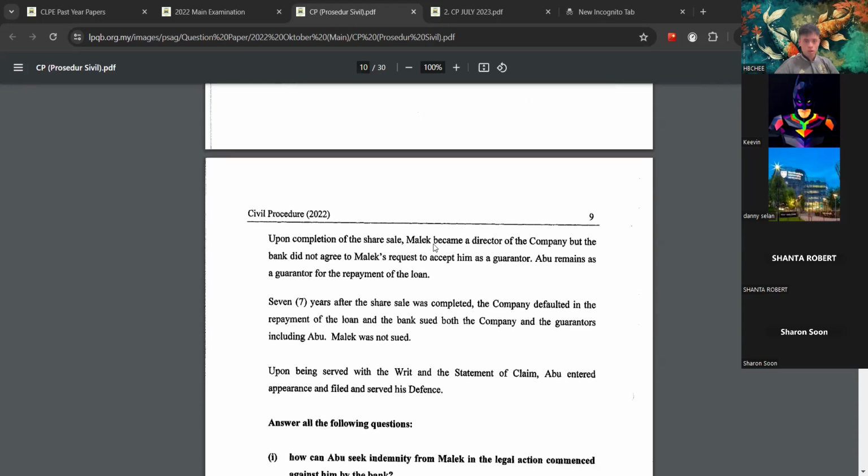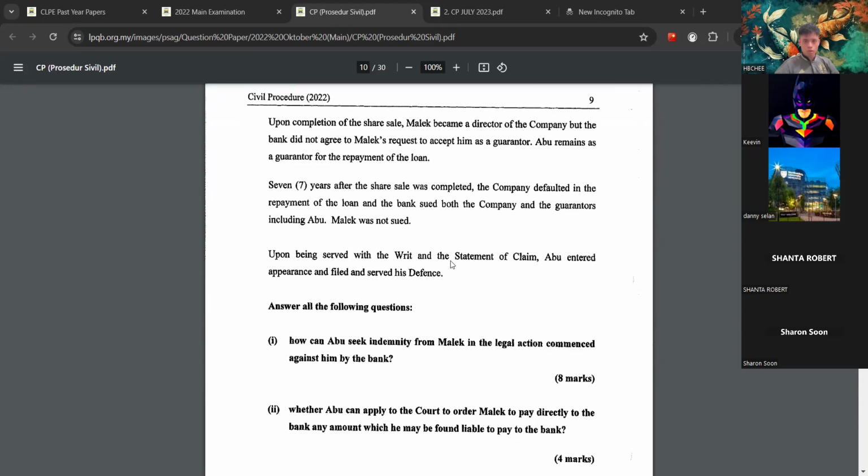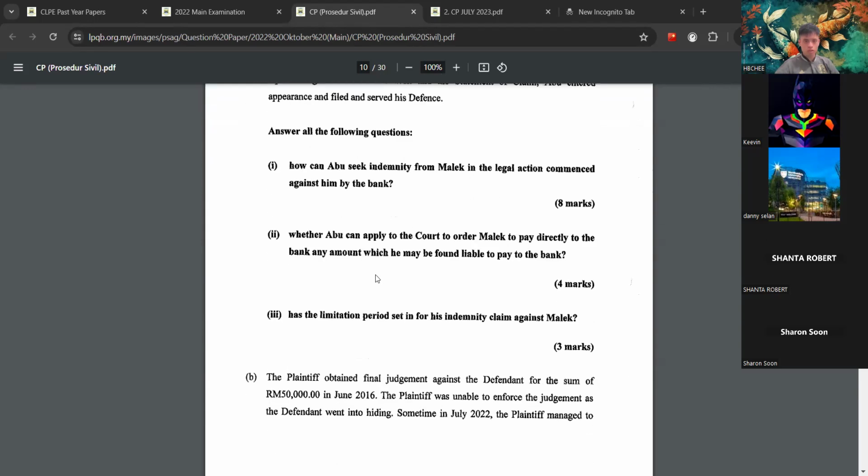Upon completion, Malek became director, but the bank did not agree to accept Malek as the guarantor. Abu remained as the guarantor for the repayment of the loan. 7 years after the share sale completed, the company defaulted in the repayment of the loan, and the bank sued both the company and the guarantors, including Abu. Malek was not sued. Upon being served with the writ and statement of claim, Abu entered appearance and filed and served the defense. How can Abu seek indemnity from Malek in the legal action commenced against him by the bank?